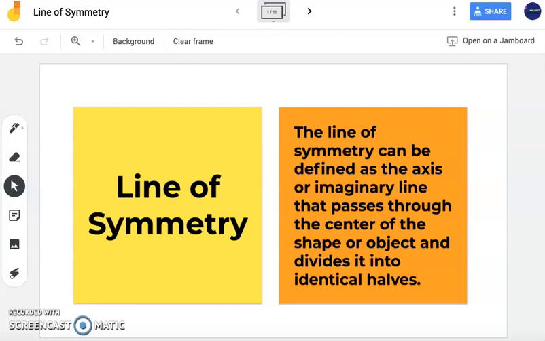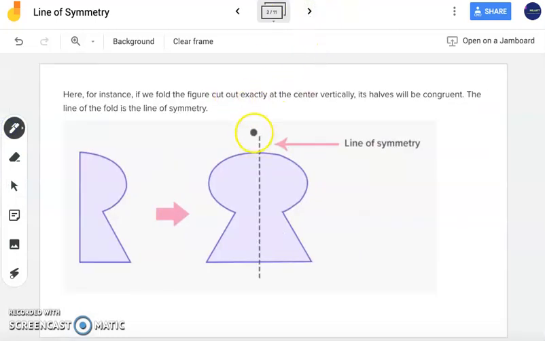Hello, today we're going to explore the line of symmetry. The line of symmetry can be defined as the axis or imaginary line that passes through the center of the shape or object and divides it into identical halves. Here, for instance, if we fold the figure cutout exactly at the center vertically, its halves will be congruent or equal. The line of the fold is the line of symmetry.